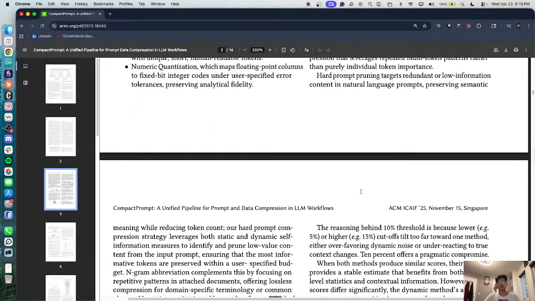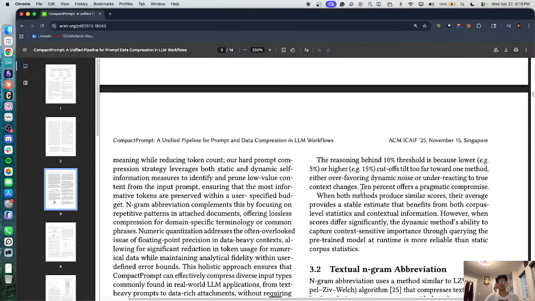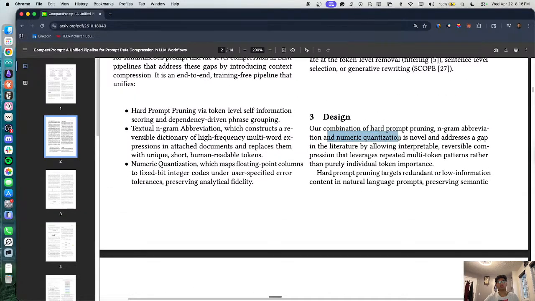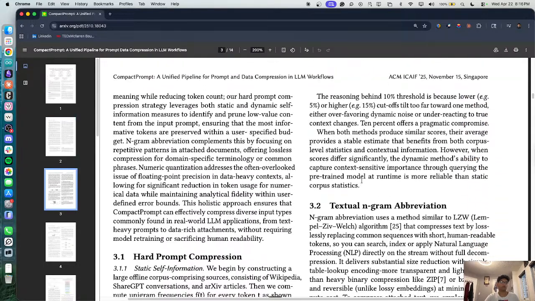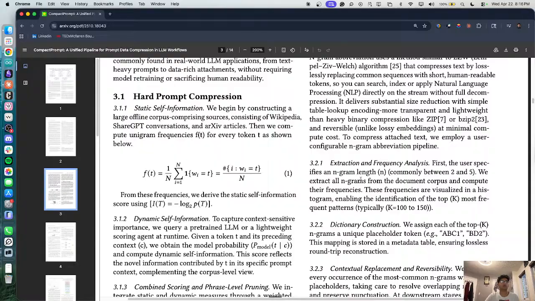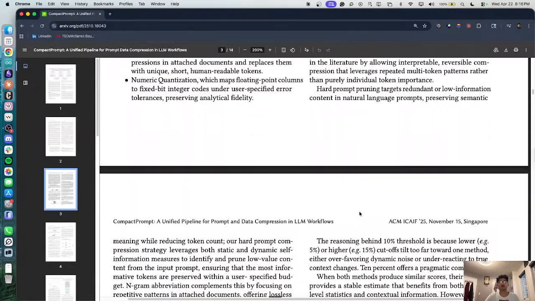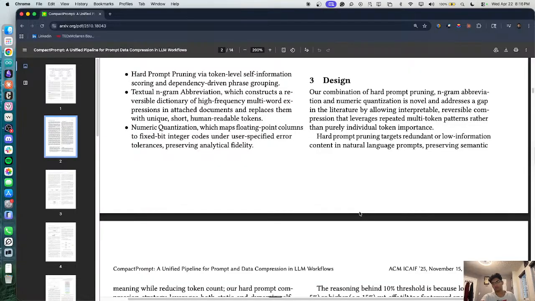Anyways, that was a lot of the recap that we've done. And if I'm being totally candid here, I don't really understand numeric quantization to the level that I understand n-gram abbreviation or hard prompt pruning. But that's why I'm doing this live stream, so that we can go through all of this together. And once we understand this, we can actually create an implementation, hopefully. That is the hope later on in the near future, for the next voter's local agentic workflow.